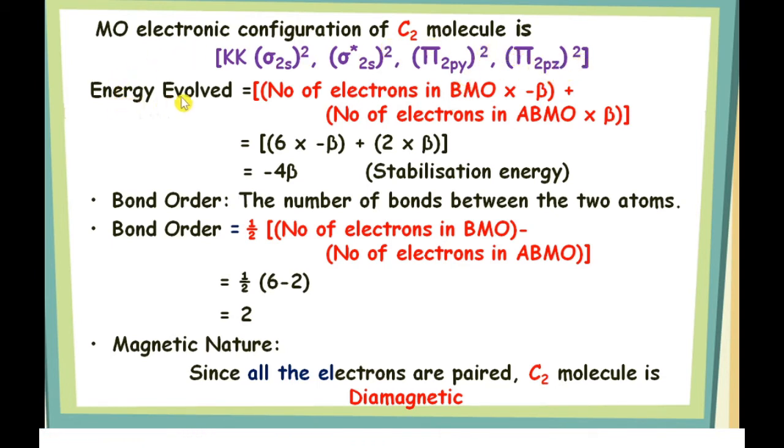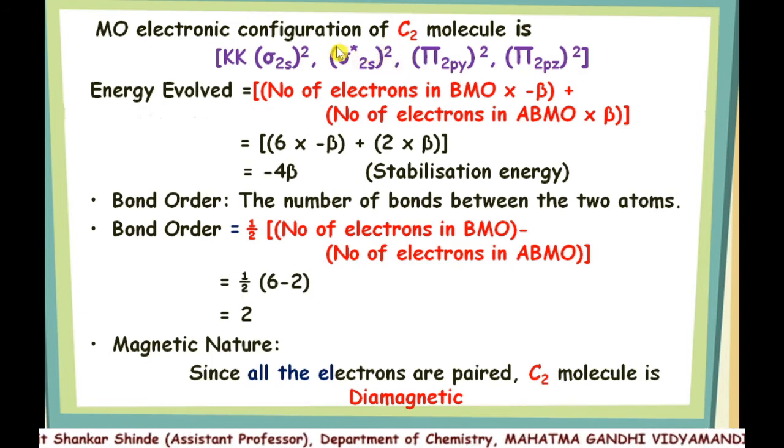Let us calculate the energy evolved. The total number of bonding molecular orbital electrons is 2 plus 2 plus 2. 6 electrons are there in BMO, while 2 electrons are there in ABMO.